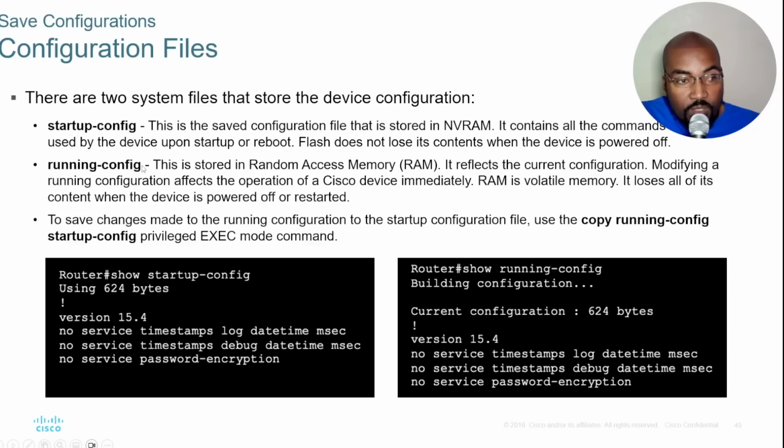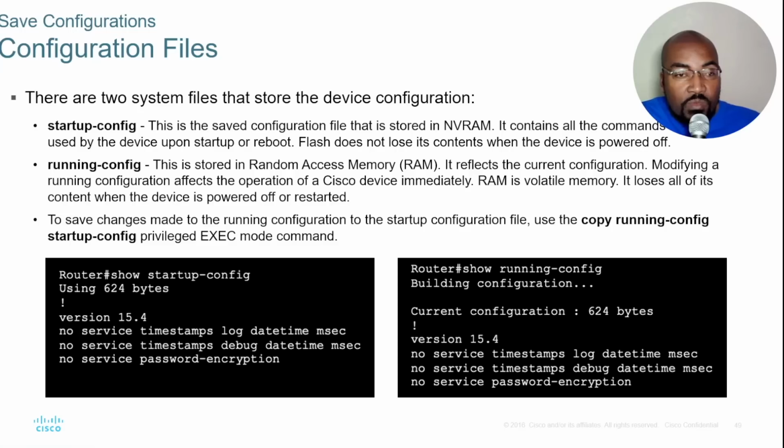Then we have the running config. This is stored in random access memory. This is RAM, which is volatile. You lose it when you turn it off. It reflects the current configuration, and modifying the running configuration affects the operation of Cisco devices immediately. RAM is volatile. There it is. It loses all of its memory as soon as you power it off, right?